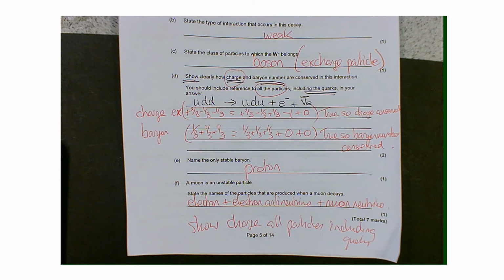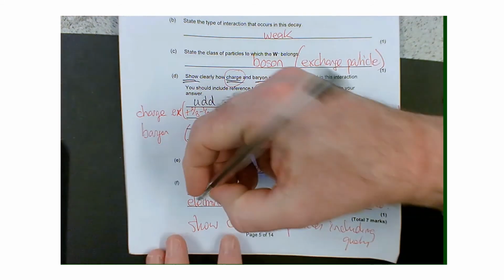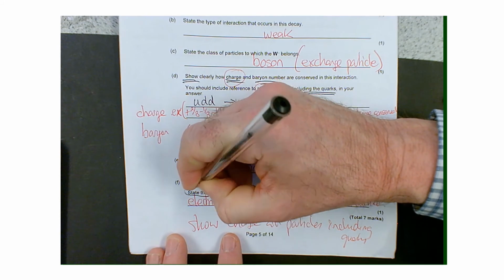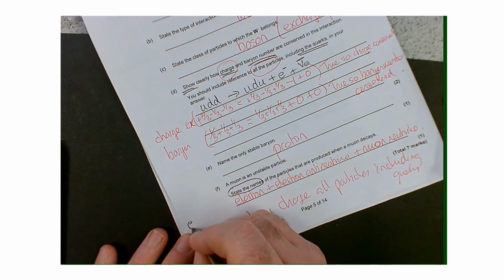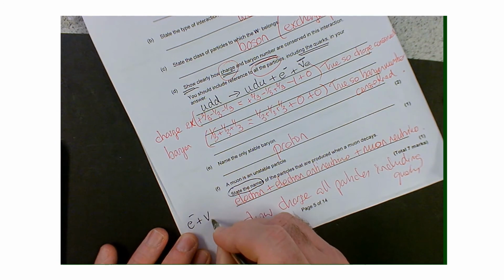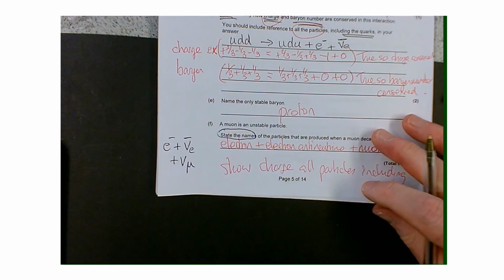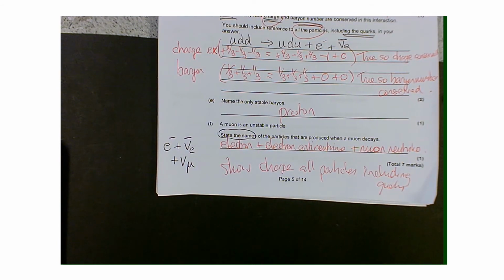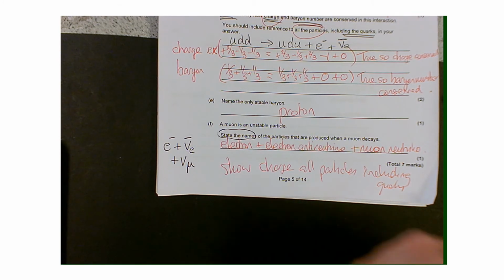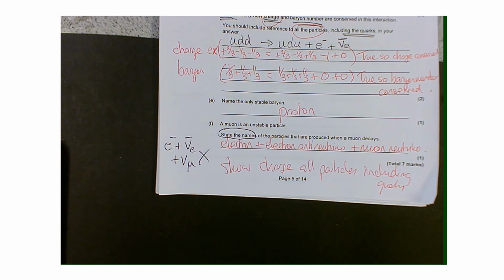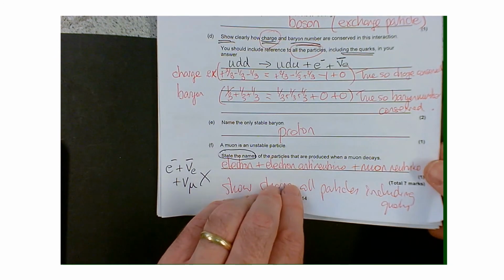Everybody okay with that? By the way, one last thing on this question. It says state the names. So if I put down this as the answer, an electron plus an electron antineutrino plus a muon neutrino, that's correct, but I would get nothing for that, because it says state the names. Okay. Right.